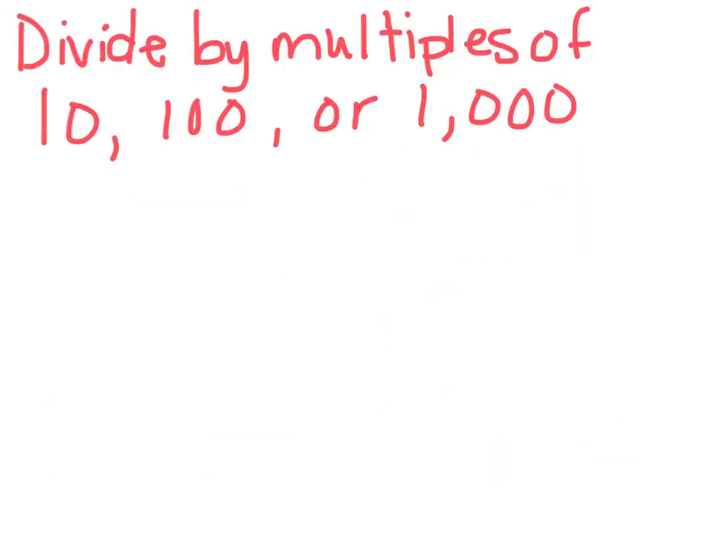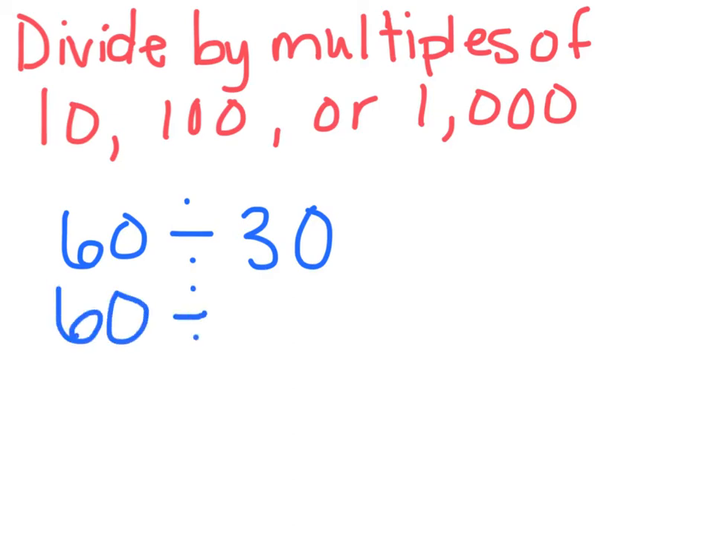Let's explore dividing by multiples of 10, 100, or 1,000. 60 divided by 30. So we're dividing 60 by a multiple of 10, which is 30. We can do this problem exactly the same way we completed multiplication problems that looked like this. We're going to break the 30 apart into 3 units of 10. So let's rewrite this problem, breaking the 30 apart. So let's start with 60 divided by 10 divided by 3.